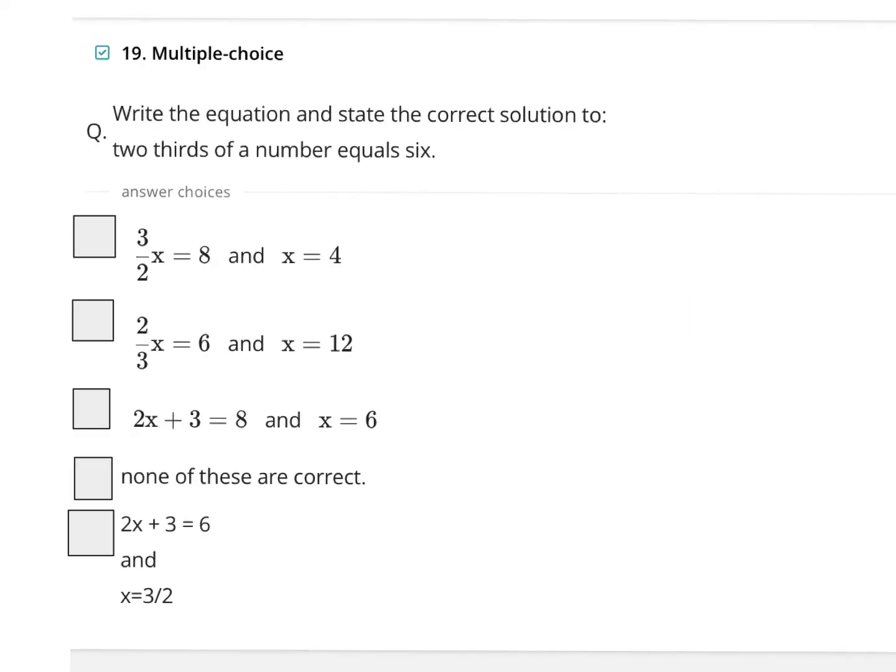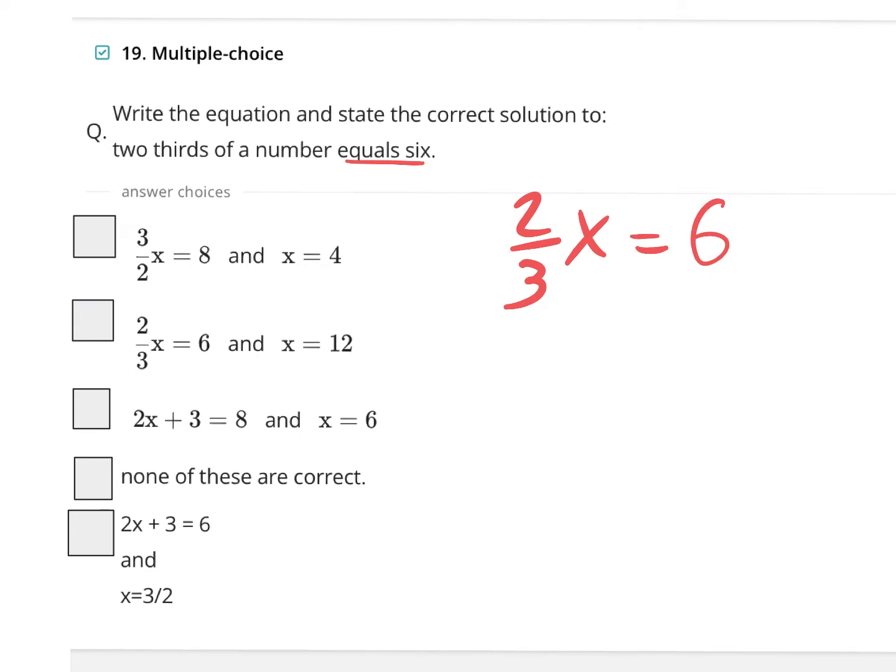This question requires you to be able to read and write your equation and then of course solve it. It says write an equation and state the correct solution. It says 2/3 of a number. So that is really just saying 2/3 of a number. You could call it x and whatever. In this case we're using x's. It says equals 6, so you put equals 6. It's that simple equation, and you want to solve this.